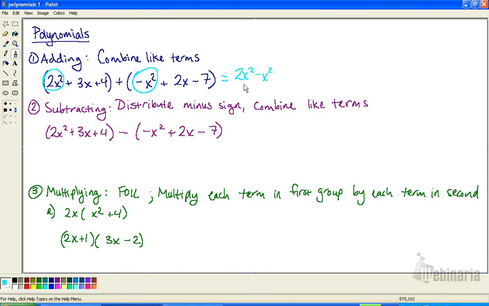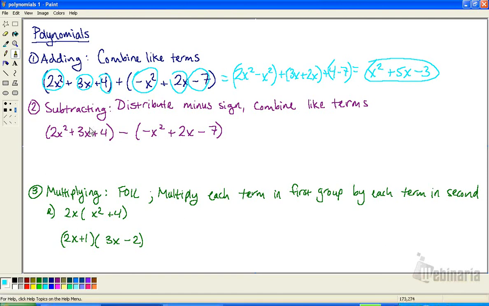We're adding them, 2x squared plus a negative x squared. That's going to give us our first term, which I'm going to write over here. 2 minus 1 gives us a 1, so that's just x squared for those terms. Let's move on to 3x. 3x plus 2x, those are like terms, and those give us a 5x when we combine them. And finally, the constant terms, 4 plus negative 7. That's the same thing as 4 minus 7, and that gives us a negative 3. So you can see here, all I did was combine like terms to add the two polynomials.